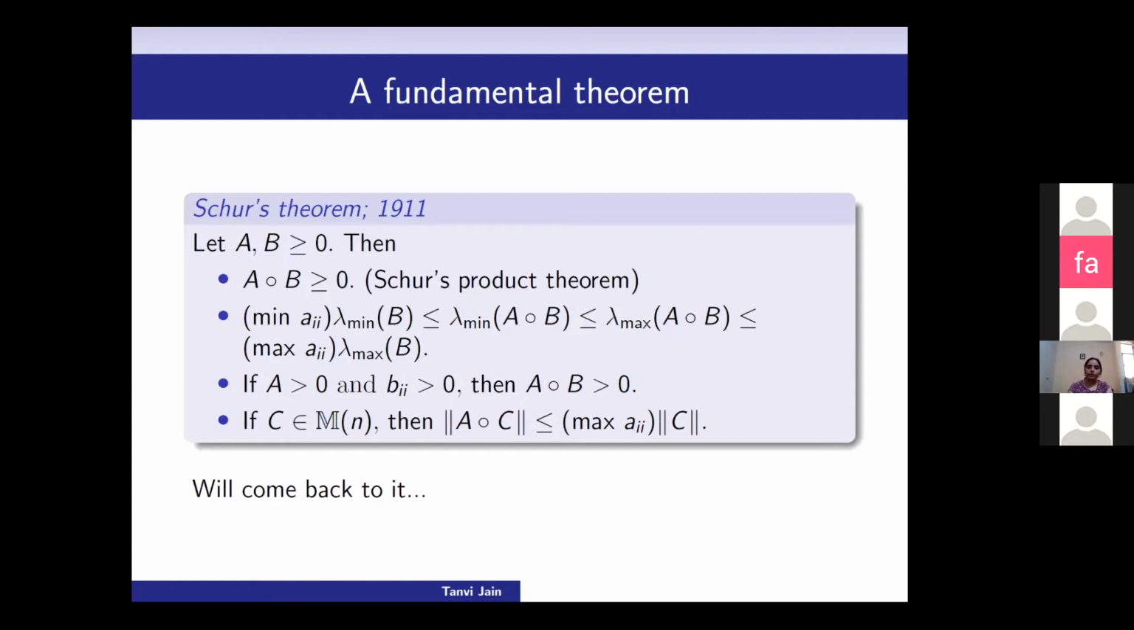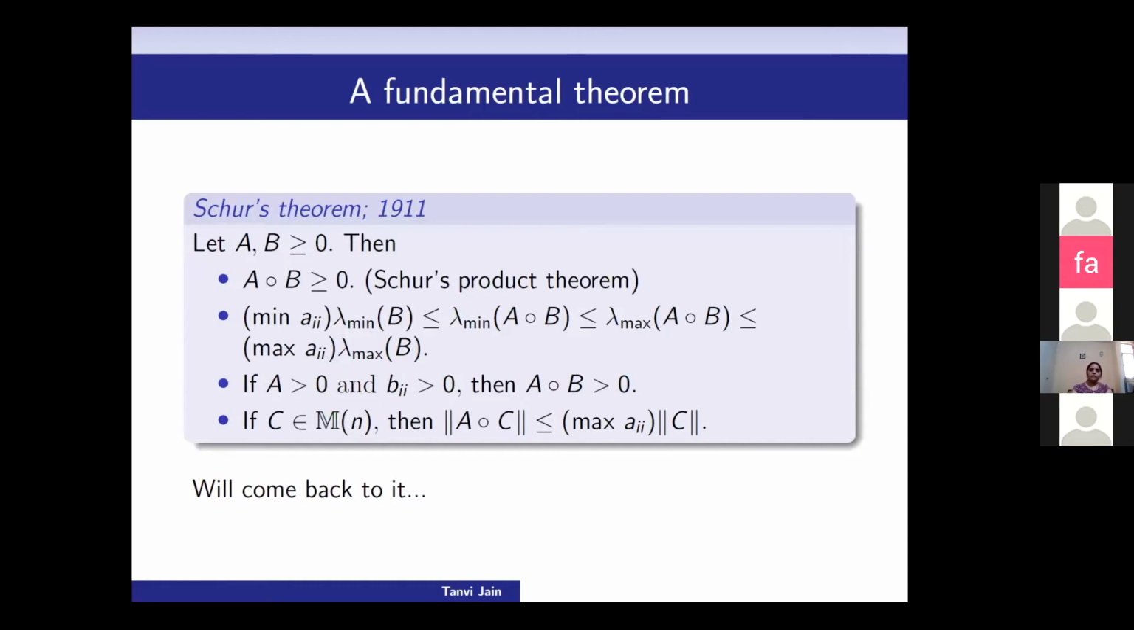Also, one very important result when we come to applications is: if I have A to be positive semi-definite and C to be any matrix, then we can find a bound on the norm of A Hadamard C. But we will be coming back to this result again later in this lecture. But let's see now where the first occurrences of these products were.